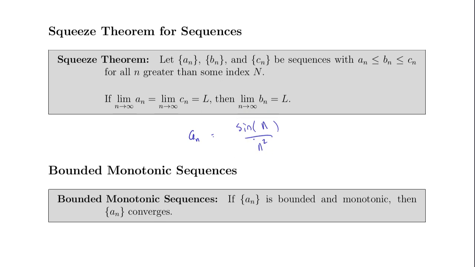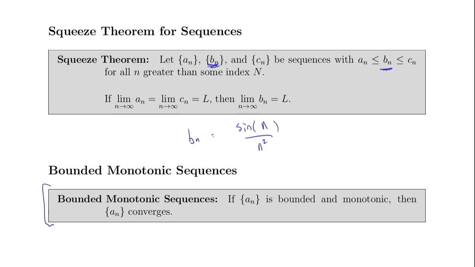And so you could use the squeeze theorem, right? Bound it above by 1 over n squared, below by negative 1 over n squared. And then you can go ahead and do a whole bunch of stuff. So we'll still be able to use the squeeze theorem here. I should probably say b sub n, because it's this middle one that we care about, the one in between. Remind yourself about the squeeze theorem from Calc 1 if you need to.